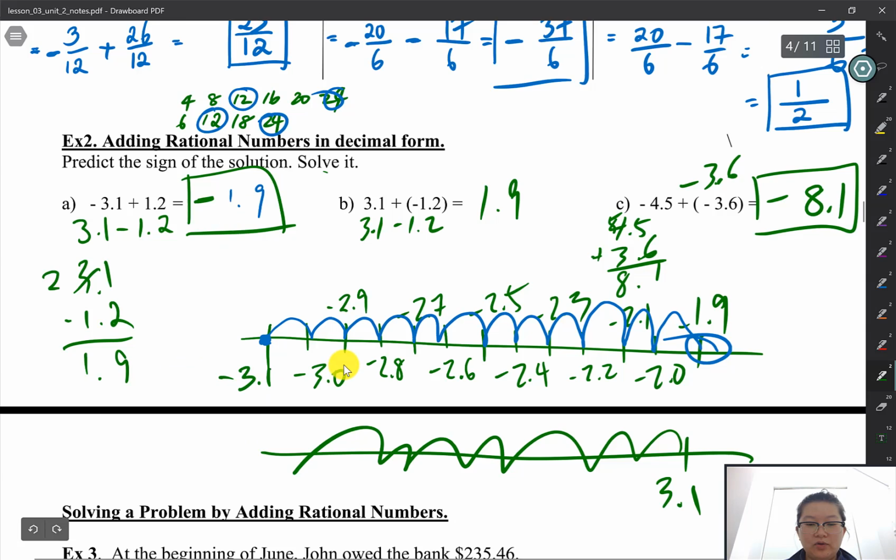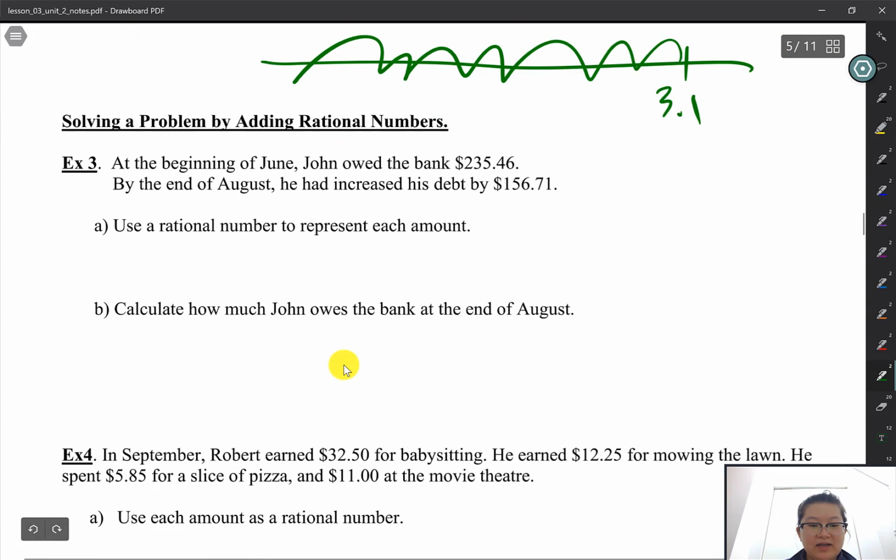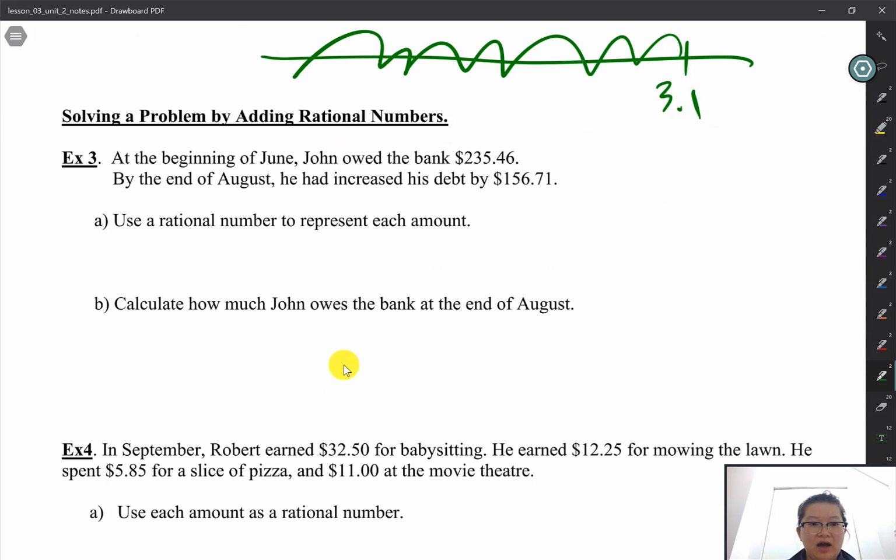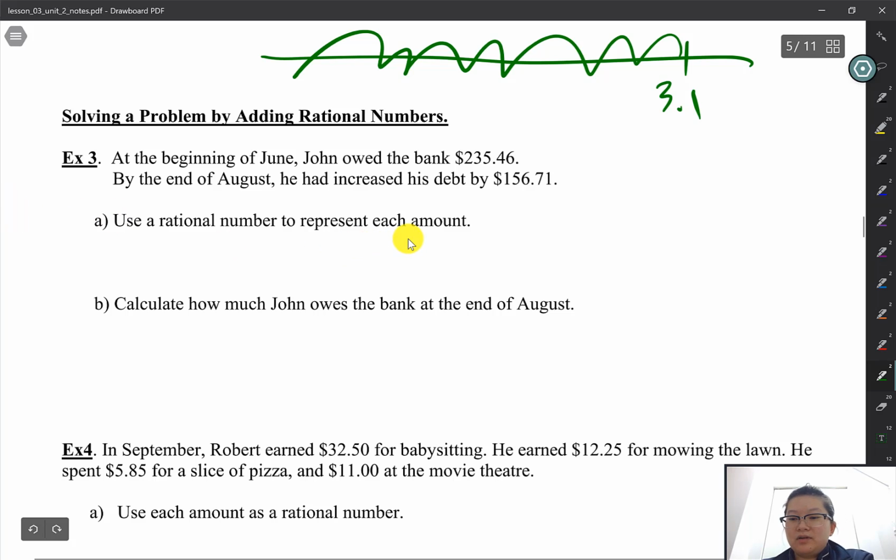Okay, example 2. Moving on. Maybe I do 3 and you do 4. Let's go. At the beginning of June, John owed the bank $235.46. Notice it's in dollars. By the end of August, he increased his debt by $156.71. Use a rational number to represent each amount.